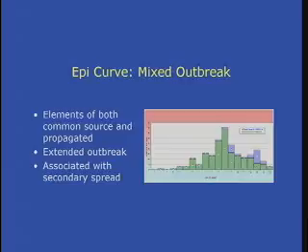Epicurve, mixed outbreak. This type of outbreak, as depicted on the right, has elements of both common source and propagated outbreaks. Generally, the cases rise fairly rapidly and drop off fairly slowly, and the outbreak is also extended for a larger period of time. In addition, secondary spread is primarily associated with mixed outbreaks.